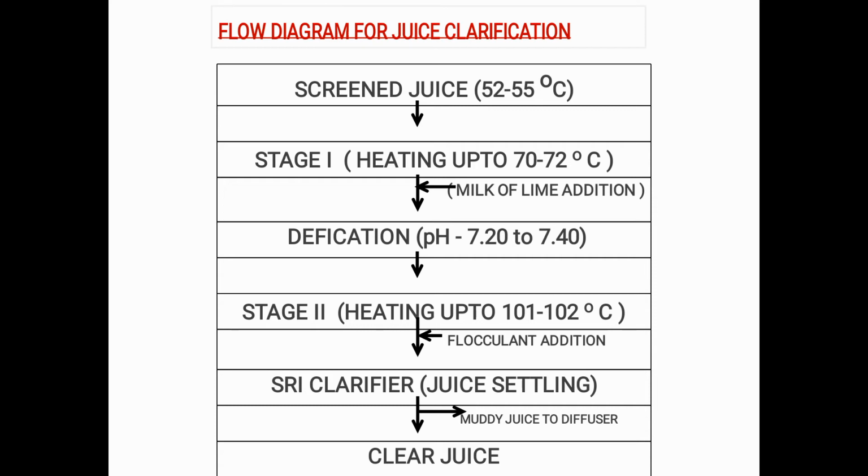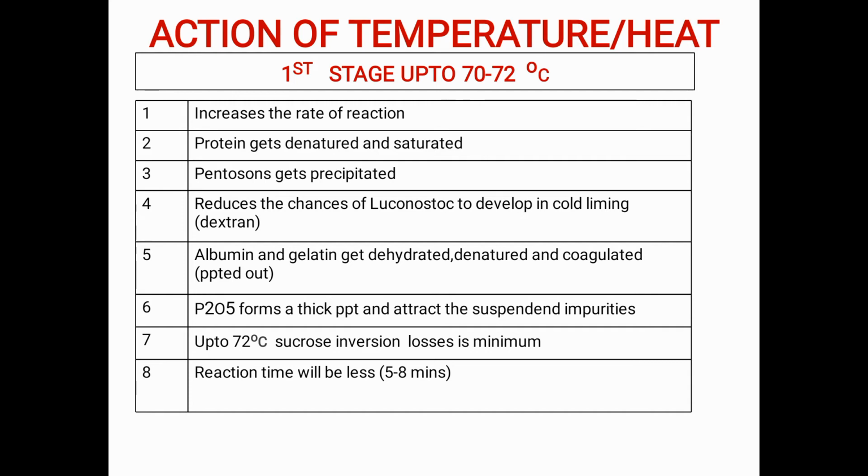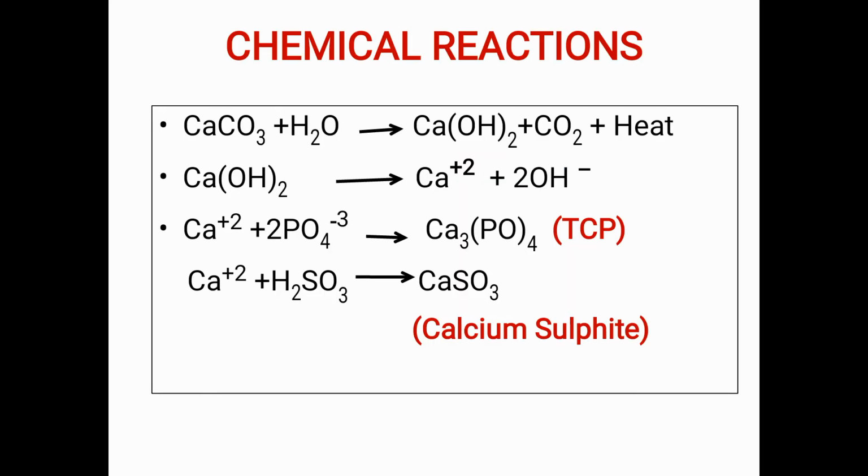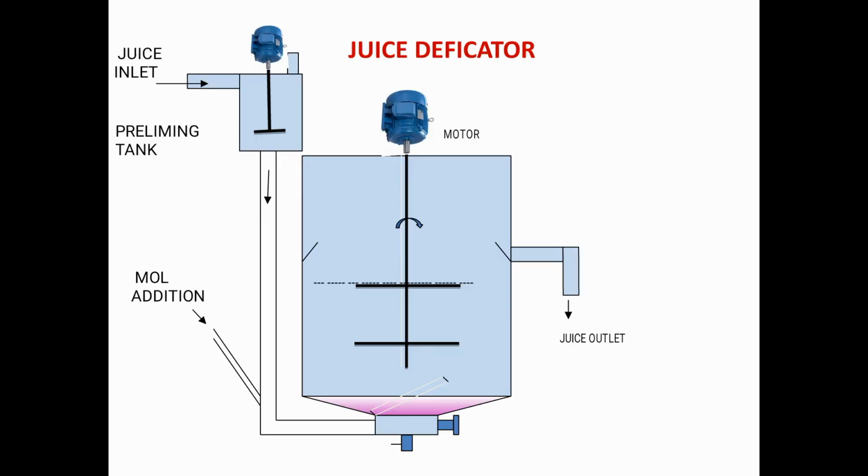Now we'll discuss stage 1. If we are heating up to 72 degrees, then what will happen? Why do we have to heat up to 70 to 72 degrees? The first one is that it increases the rate of reactions. In the further slides you will see what reactions are happening. You can see this reaction here. This reaction will take place at 70 to 72 degrees Celsius. For this reaction, a certain temperature is required. If we are overheating or underheating, then the reaction will take place very slowly.